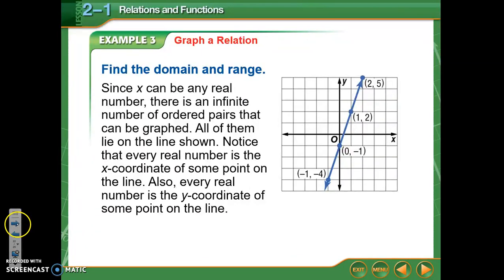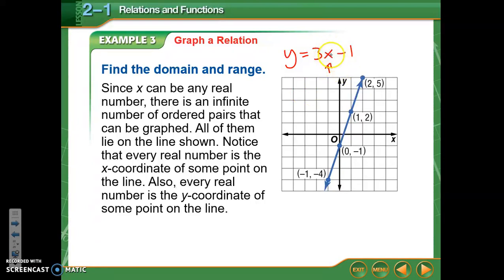The domain and range, when I'm talking about something that's not specific points, can be a little bit tricky, but it's not too bad with a straight line. If I think about my x values that I can plug into my equation, remember that my equation is y equals 3x minus 1. I'm allowed to plug in any x I want, like I just said: positives, negatives, fractions, decimals, square roots.